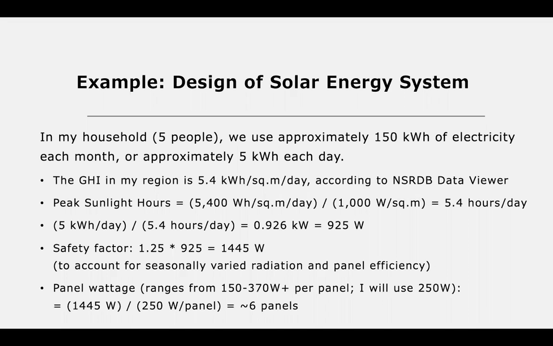Next step is to choose my panel. I'm going to assume that I'm going to use a panel that has a capacity of 250 watts. So I take that total value that's required, 1,445 watts, divided by 250 watts per panel. That comes out to a little bit less than 6, but I'm going to round up to 6 panels. All right, so for my household, I would need to purchase 6 panels that have a capacity rating of 250 watts per panel.